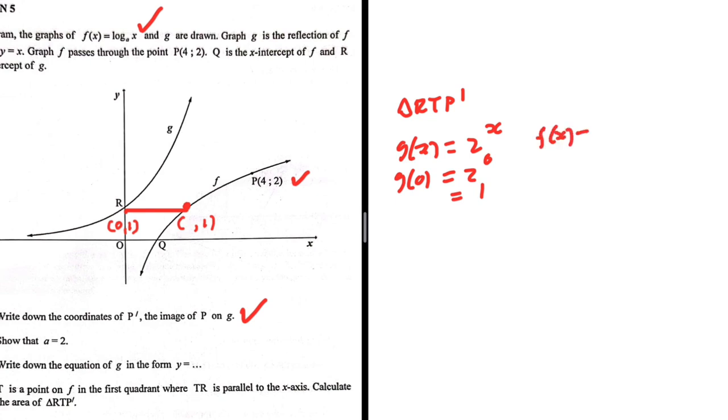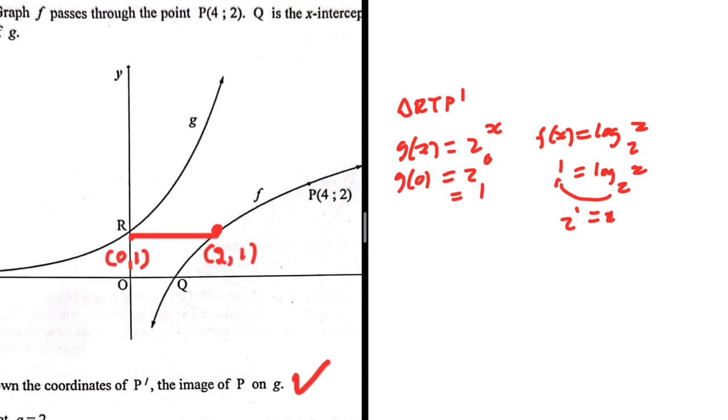f of x is equal to log of x base 2. We know that the y value is 1, so let's determine the value of x at T. So log of x base 2 equals 1, so 2 to the power 1 is equal to x. So the x value at T is 2. We have 2 as the x value at T.